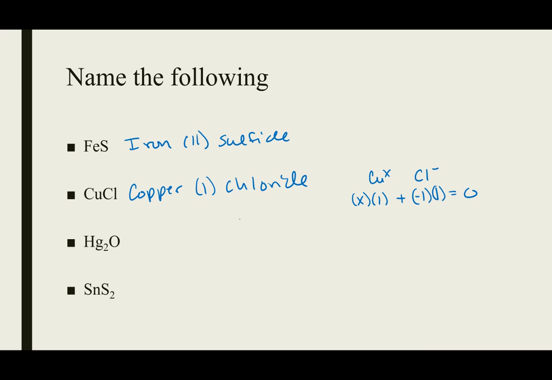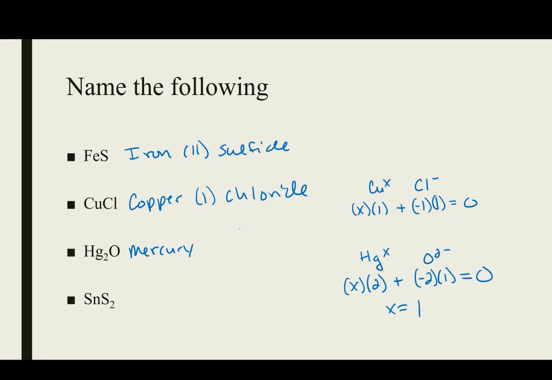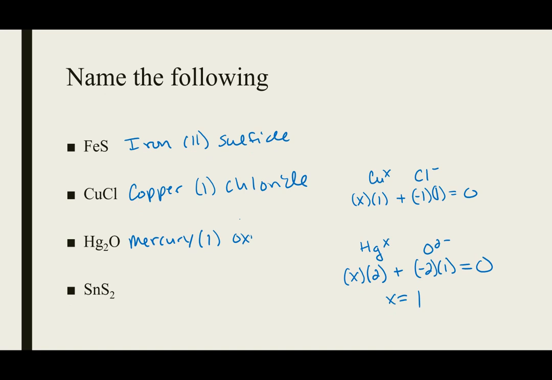The mercury here, so we don't know mercury. We know oxygen's a -2. So we take the charge of oxygen, multiply it by 1 because there's 1 oxygen in the formula. We take the charge of mercury, which is unknown, multiply it by 2 because there's 2 mercuries in the formula, and we know when we add those together, it has to be equal to 0. So in this case, when we solve for X, we get 1. So this is mercury 1 oxide.